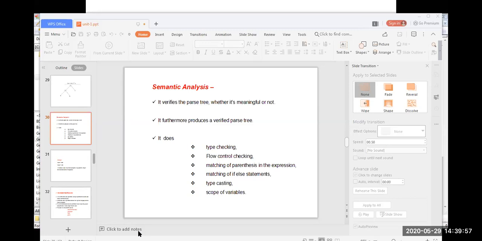See, compile time errors are syntax errors, the first category. Runtime errors are the second category. Runtime errors are dynamic errors. The third category is the logical errors. So syntax errors, runtime errors, and logical errors are there. Clear? If your logic is wrong, it is called a logical error.